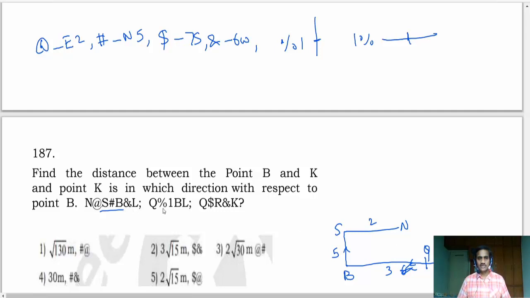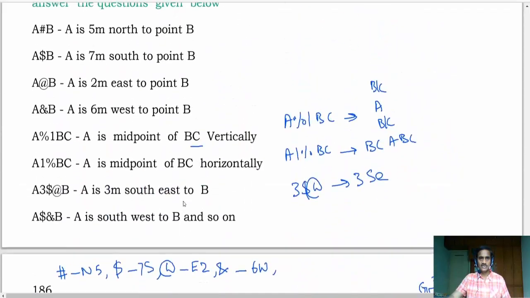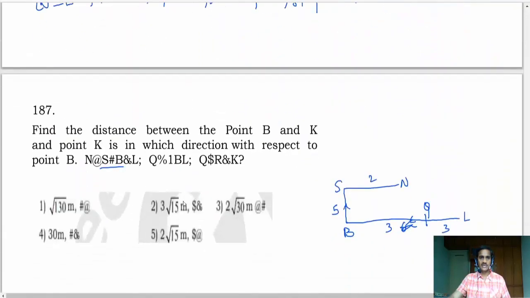And after this one, Q percentage 1 BL, percentage and 1. Percentage 1 means it must come in the vertical direction. No, Q is in between B and L. Q is in between B and L. B and L are only in horizontal. Once B is here and L is there, there is no chance for Q to come here. Hence it must be 1%.